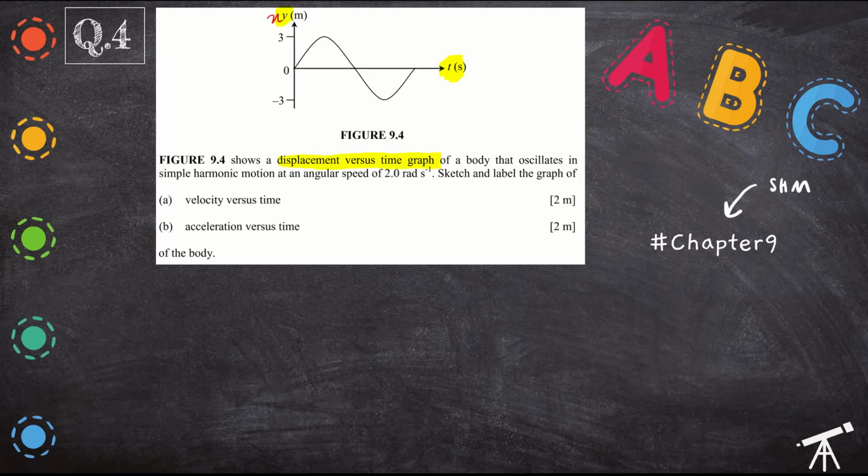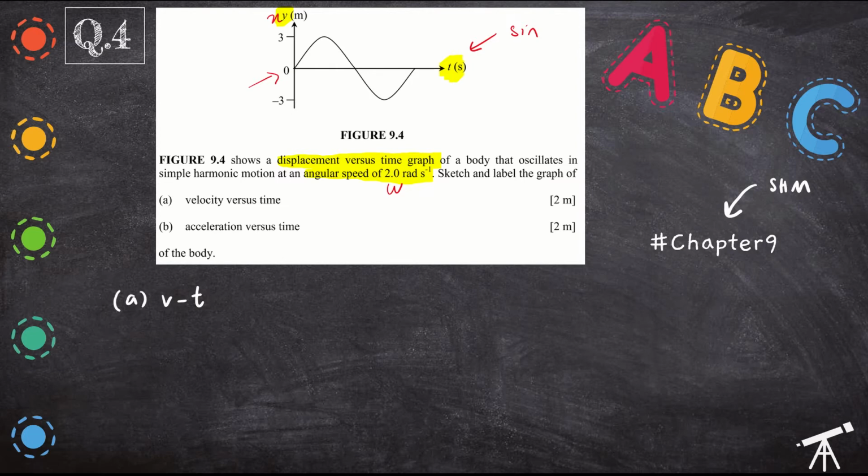in simple harmonic motion at an angular speed of 2 radian per second. So we have our omega here. Sketch and label the graph of velocity against time. So class, if you refer to this graph, we can see that it is a sine function. So we can have a general equation, x is equal to A sine omega t, and this is because it starts from 0. To get the velocity, we want to plot the graph of velocity against time.